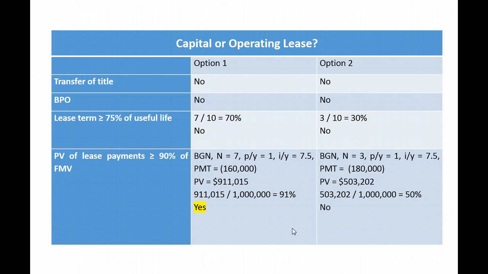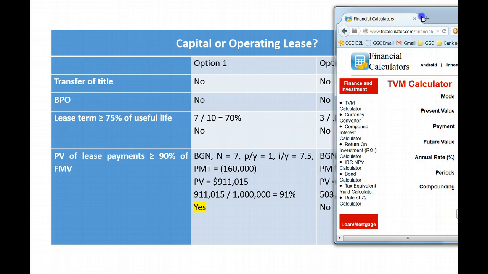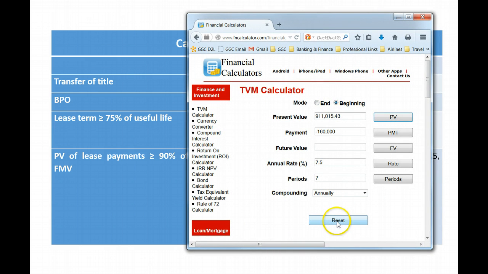And then we need to evaluate the present value of the lease payments. So let me bring my calculator back in here. I'm going to reset it. Again, payments are expected to occur at the beginning of each year. Here the payments are estimated to be $180,000. So it's a shorter term lease, but the cash flow is a little bit more. Other than that, the terms are pretty similar.